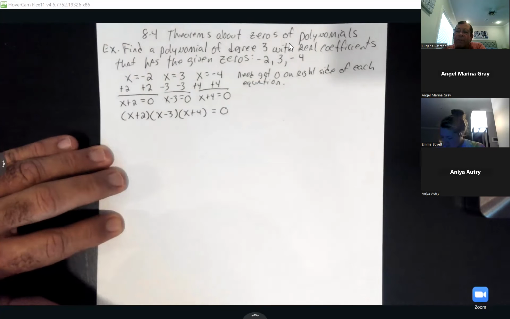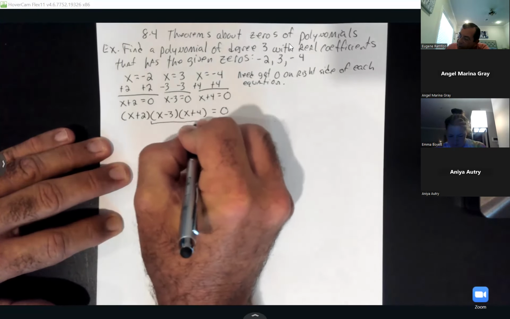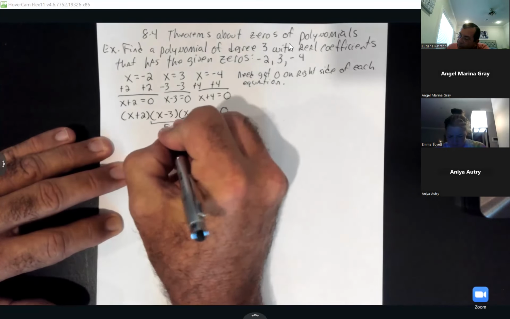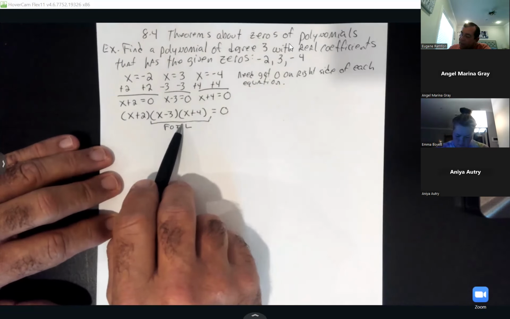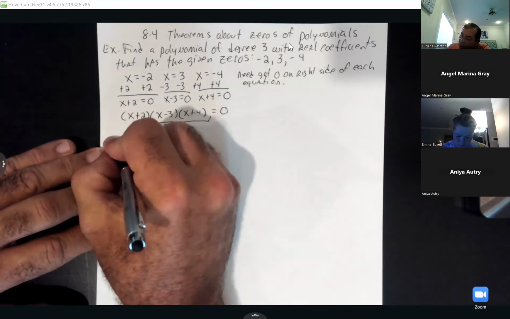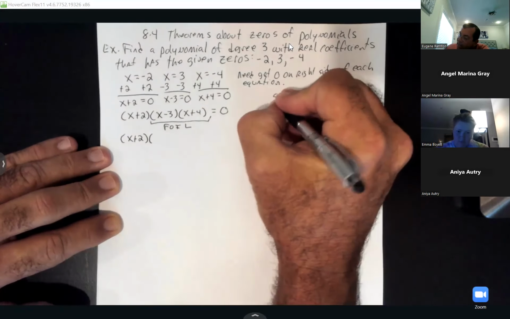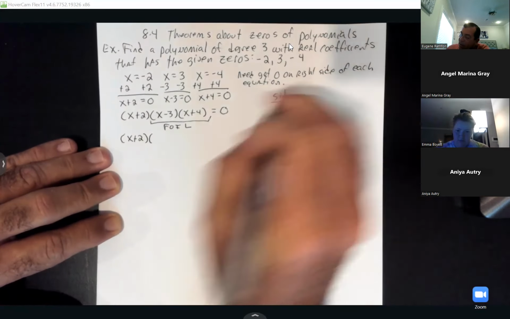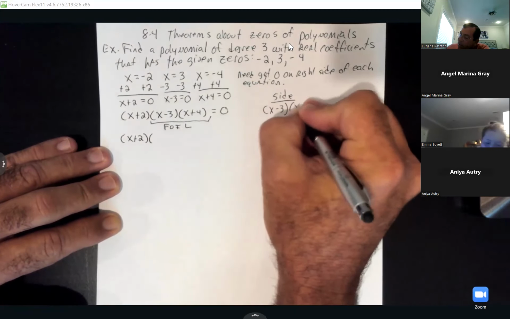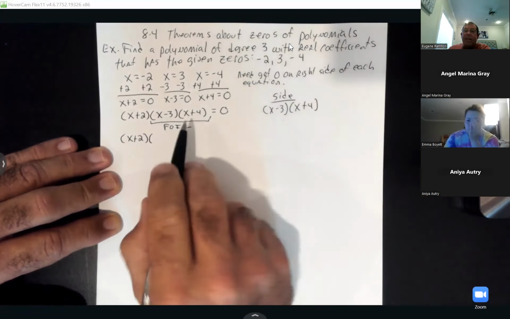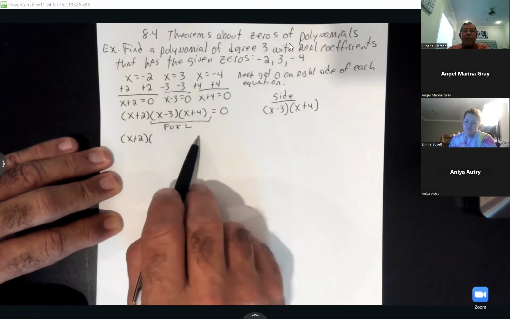We're going to start foiling this. So the last 2 I'm going to foil first. I always foil the last 2 first. So I'm going to bring down my x plus 2. So on the side here, I'm going to foil x minus 3 times the x plus 4. I'm going to foil this out first and then put that answer right here.